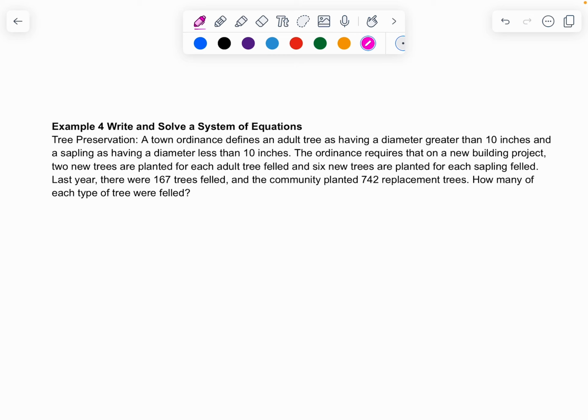Okay. So what are the 2 types of trees that we're having? We have an adult tree and we have a sapling. So we're going to let x equal an adult tree, and y equal a sapling.